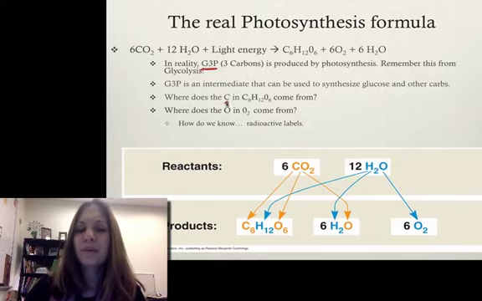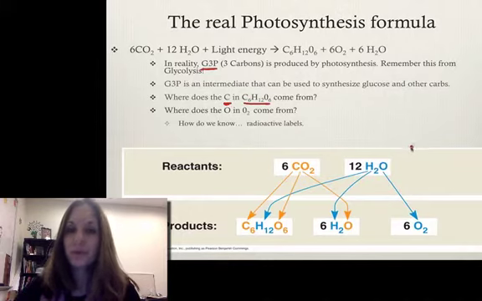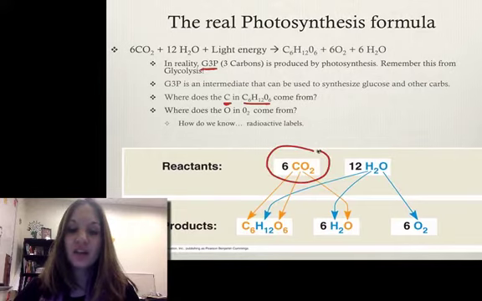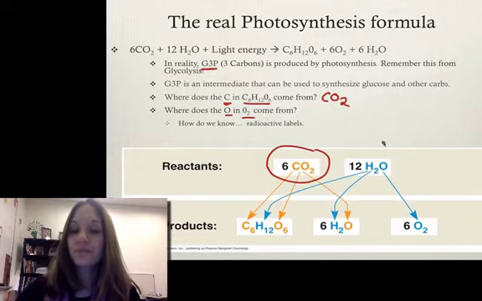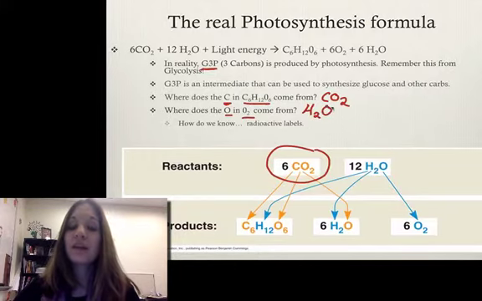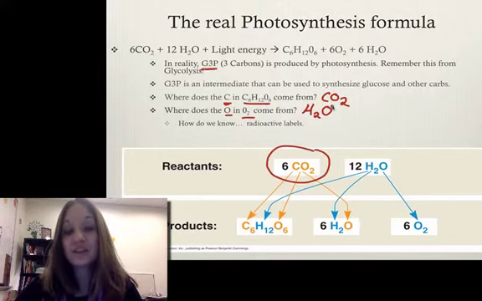Let's review for a second. Where did the carbon in this glucose molecule come from? That's right, if we look down at our equation here, that C comes from the molecule CO2. Now how about the oxygen in O2? This is a tricky one. Make sure that you remember that that comes from the splitting of water in those light-dependent reactions.